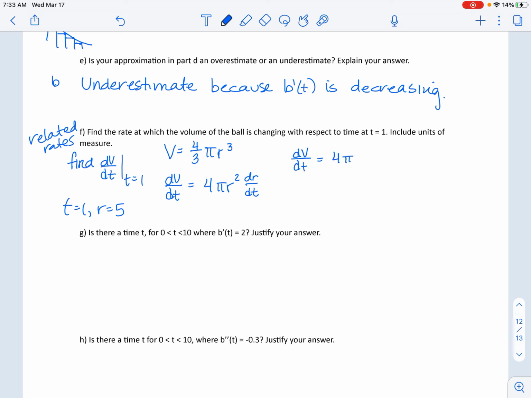So dV/dt is 4 pi, the radius, which is 5 squared, times 3.2. 5 squared is 25, times 4 is 100. 100 times 3.2 is 320 pi. And that is dV/dt, volume per time. That is cubic feet, or feet cubed per second.